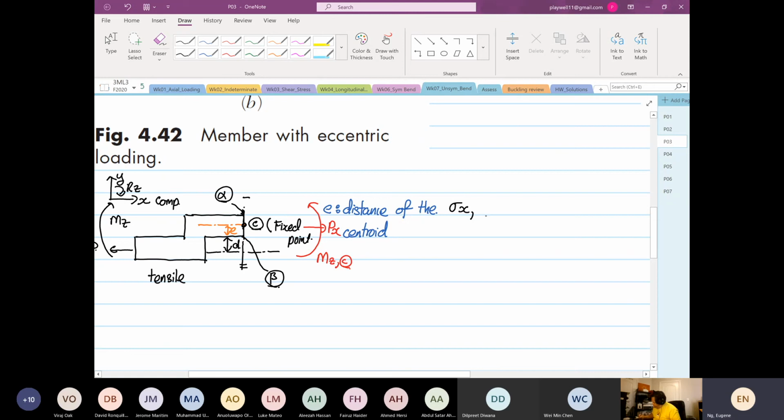And then at alpha, we can see that from here, the Px is going to induce a tensile stress, yes or no? Because it's pulling away from point C, or the surface at C. So it's plus Px divided by A. So where is A? A is over here. A is the cross-sectional area.